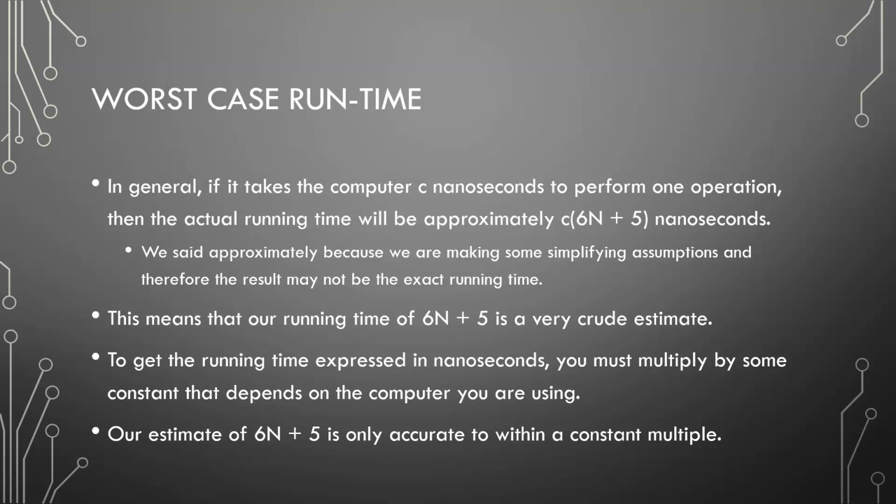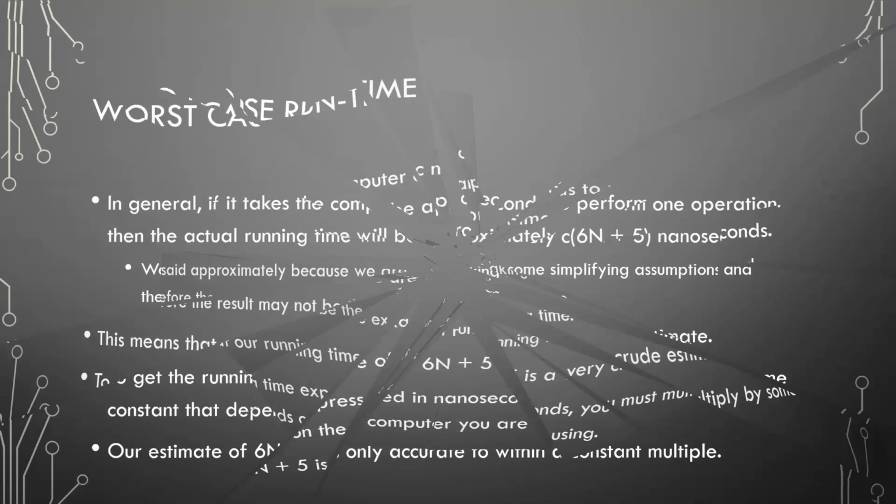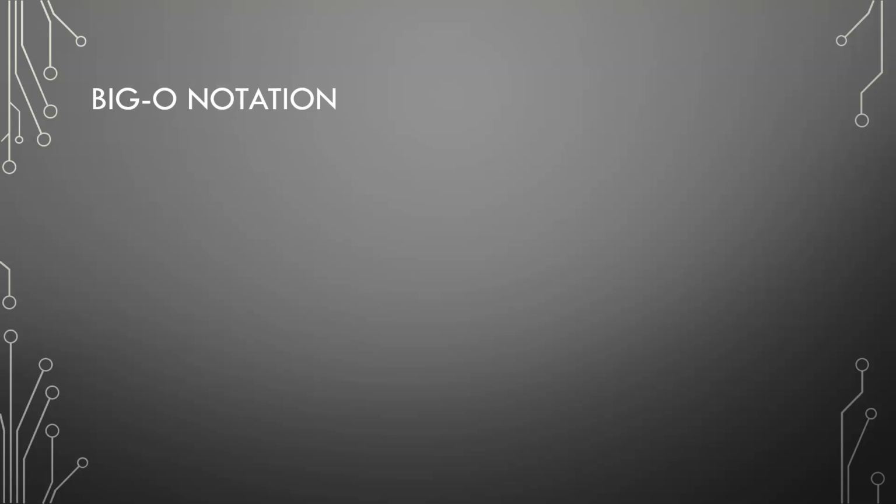Now, our estimate, therefore, of 6n plus 5 is only accurate within a constant multiple. All right, so we've talked about all this worst case stuff now. What does that lead to? Well, our big old friend, big O notation.